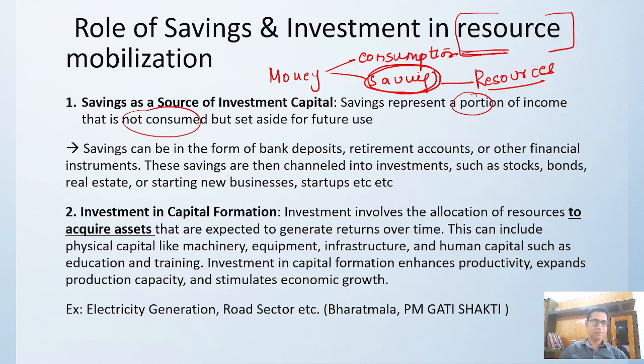You can do saving in any form. You can invest that money, you can do a bank deposit, retirement, pension funds, right? A lot of pension people are getting a lot of pensions out of that. Then financial instruments, bonds, stocks, anything. Then this money will be utilized as an investment. You can acquire certain assets from there over a time, and this asset will generate return for you in the near future. You can invest in machinery, equipment, infrastructure. You can invest in yourself.